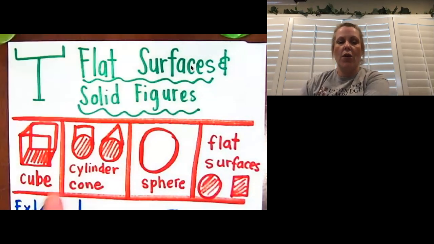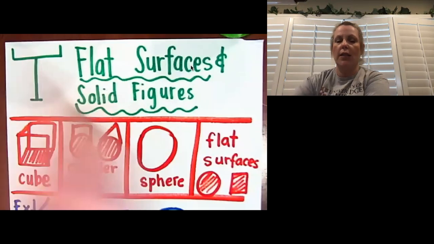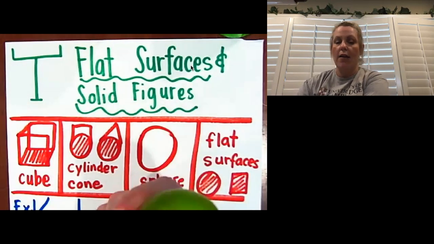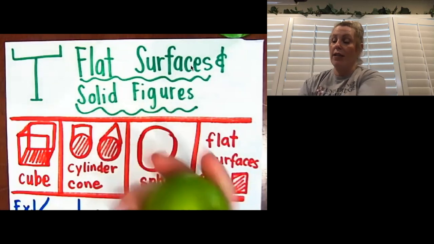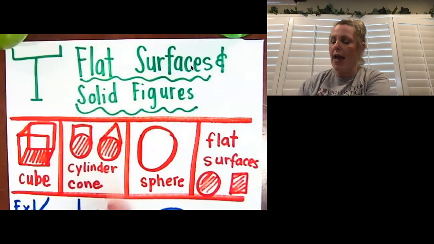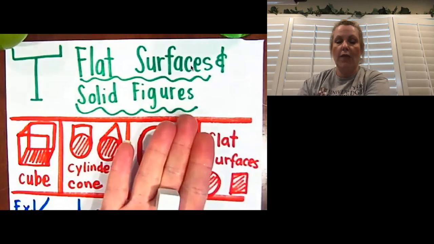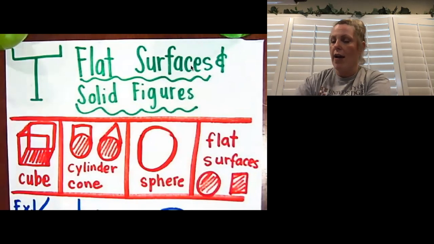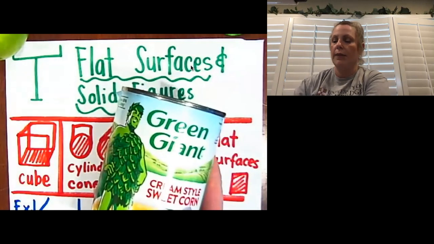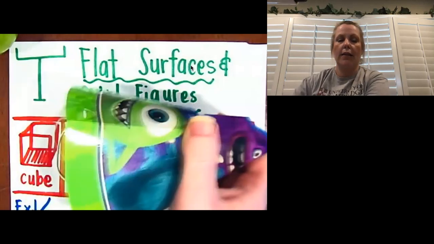So we need to review what a solid figure is. And remember, we talked about spheres. A sphere is a solid figure. It looks like it's round, circled like a ball. Then we have a cube, and that's a solid figure right here. Then we have a cylinder, like a can. And then we have a cone, kind of like a party hat, right?